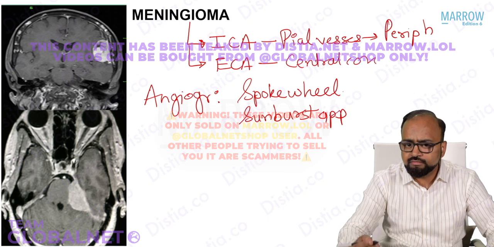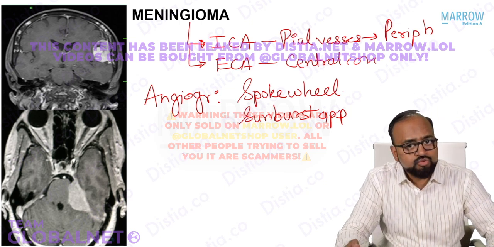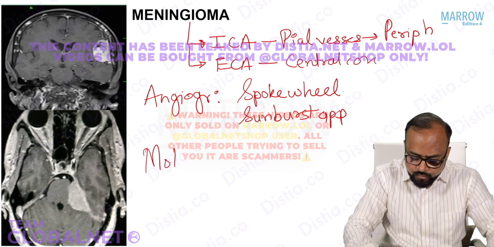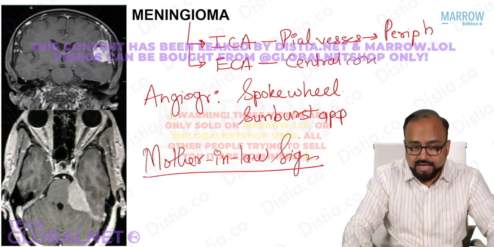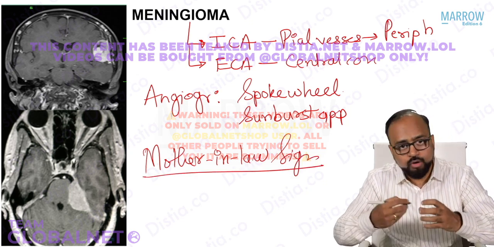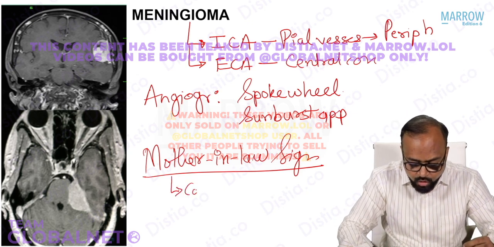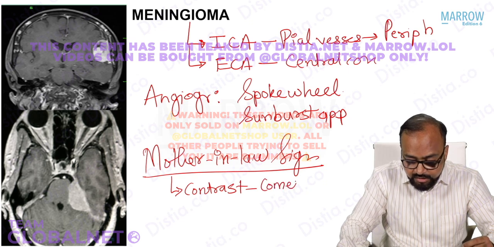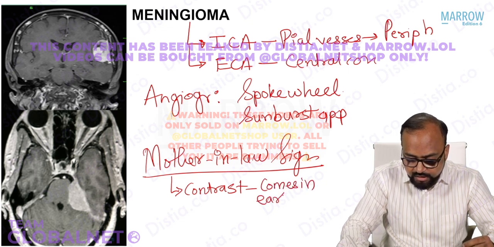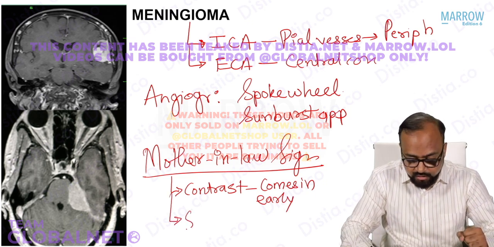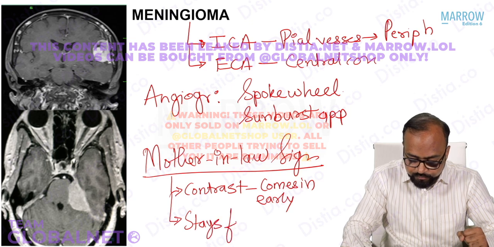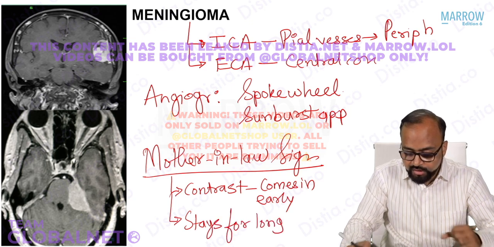Now another finding which is seen on angiography is what is called as the mother-in-law sign. What is the mother-in-law sign? It states that because it has so extensive vascularity, what happens in meningioma is that the contrast on angiography comes in early, right? It comes in early and fills up the meningioma, but it does not leave early, so it stays for long in the meningioma.